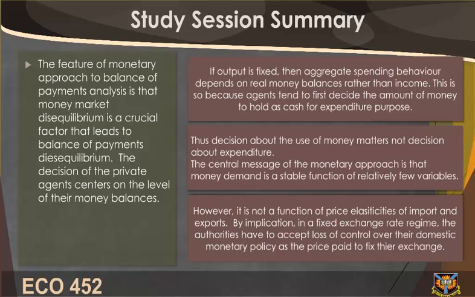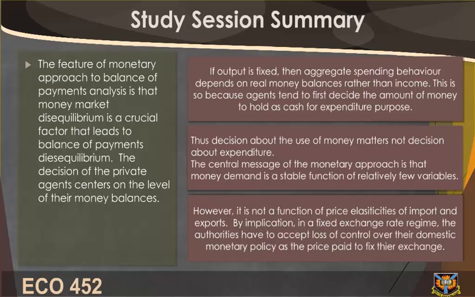Study section summary. The feature of monetary approach to balance of payments analysis is that money market disequilibrium is a crucial factor that leads to balance of payments disequilibrium. The decision of the private agent centers on the level of their money balances. If output is fixed, then aggregate spending behavior depends on real money balances rather than income. This is so because agents tend to first decide the amount of money to hold as cash for expenditure purpose. Thus, decision about the use of money matters, not decision about expenditure.